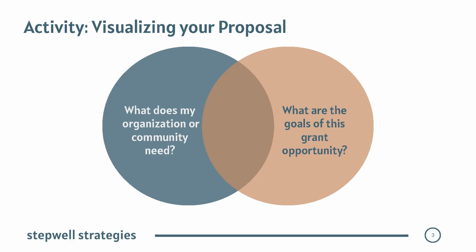Once you've filled out both circles, take some time to review these notes and consider what might fall in the intersection of these two circles. That sweet spot where the two circles intersect represents the alignment between your needs and the goals of the grant program. This is where your project proposal should focus.